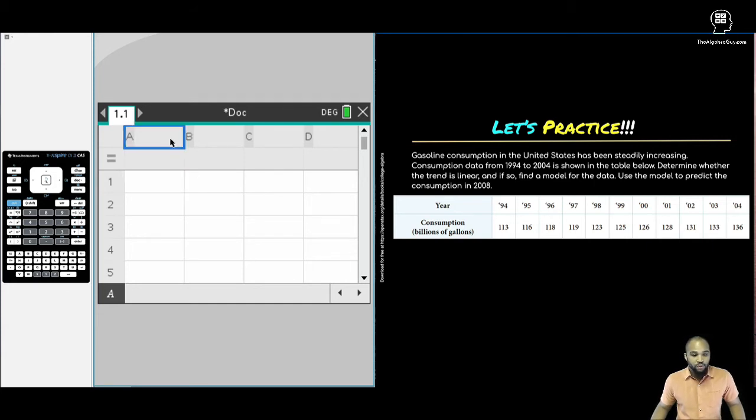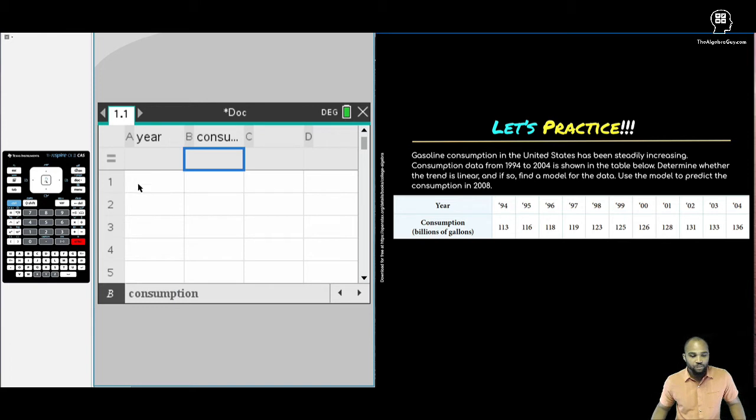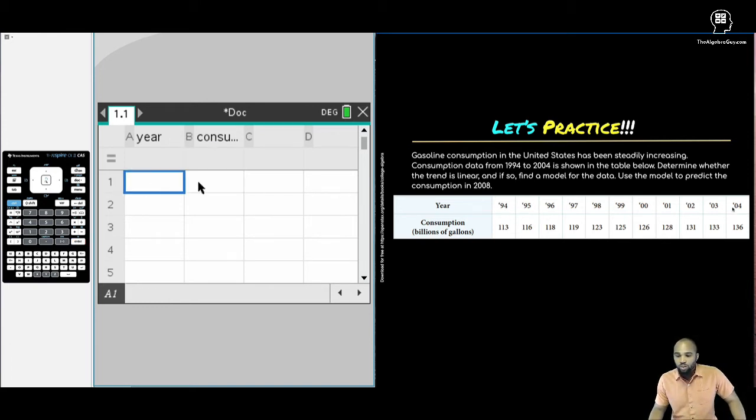In order to do that, let's first set it up by putting in our information, our X and Y axis, our year and our consumption. All right, so now we have the years 94 through 2004 here. Now you want to be careful because here's can be a challenge.